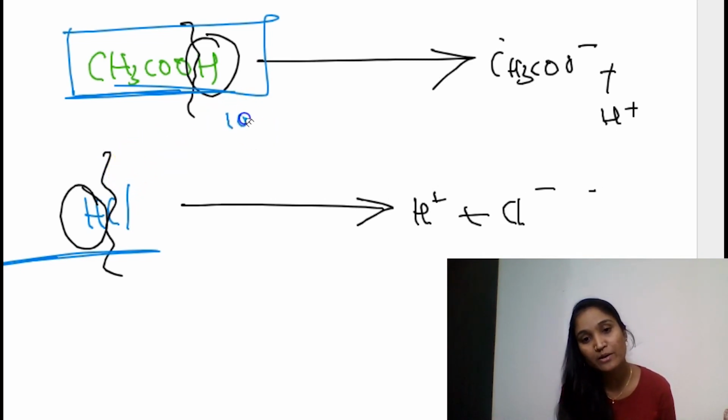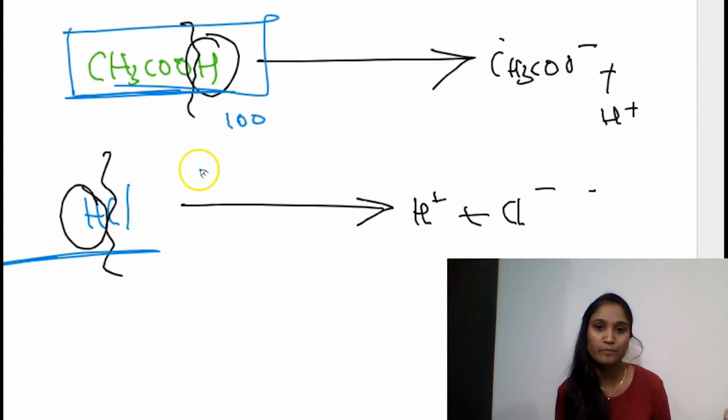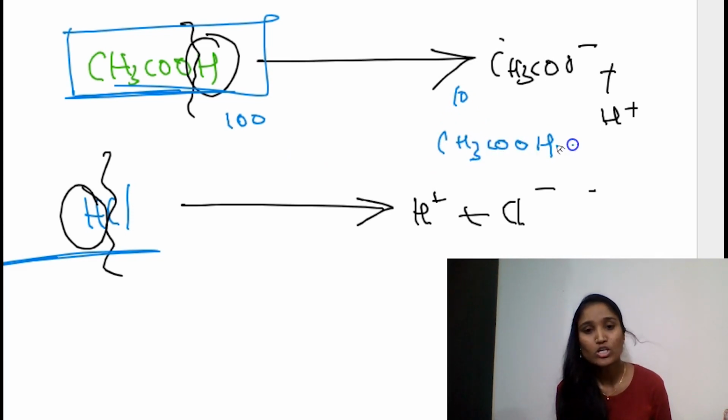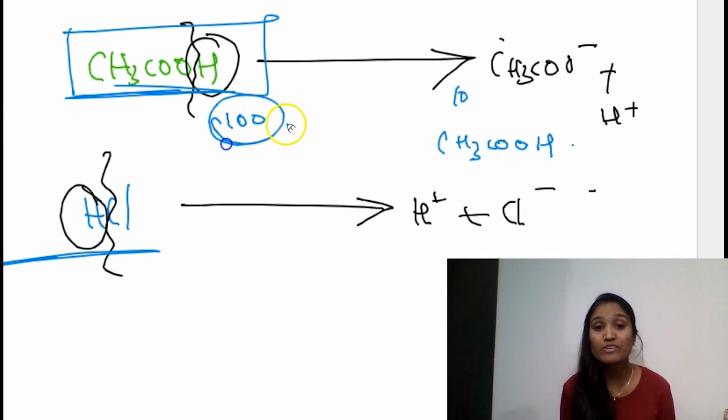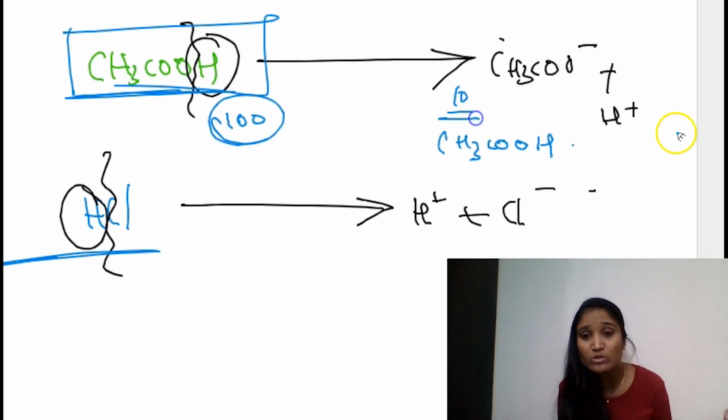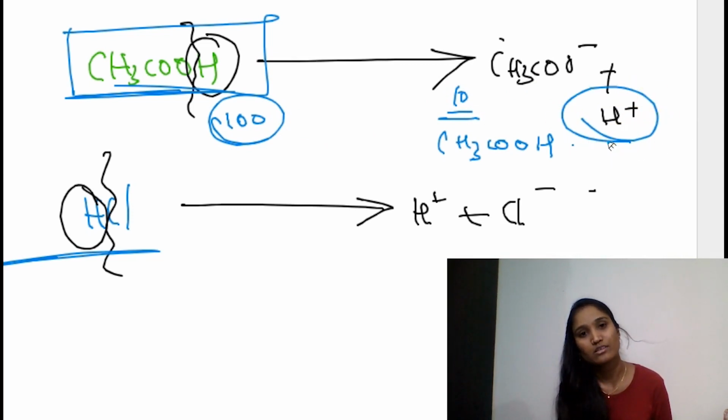So if you have 100 molecules of acetic acid, only 10 will break down. Then what happened to the 90? They remain as CH3COOH only. So now if I have a beaker or a container consisting of 100 molecules of acetic acid, only 10 molecules are giving me H plus. 90 molecules are remaining as they are.